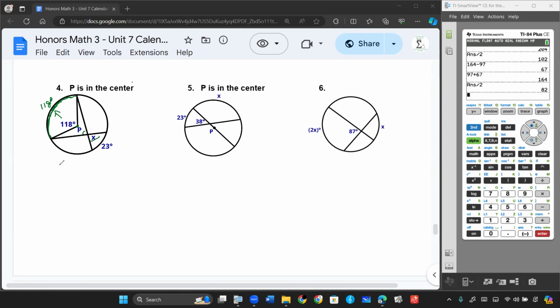So it's just going to be like the previous formula. You're going to do the average of the two arcs. We use the 118 and the 23. Add those together and divide by 2, and you'll have your answer. 118 plus 23 is going to be 141, I believe. Then we'll take that number and divide by 2 to get your angle X, and that's going to be 70.5 degrees.